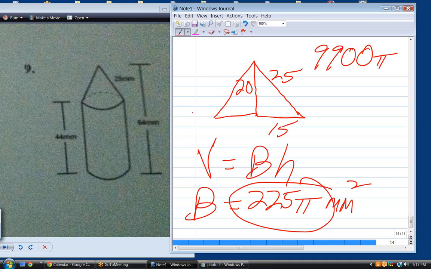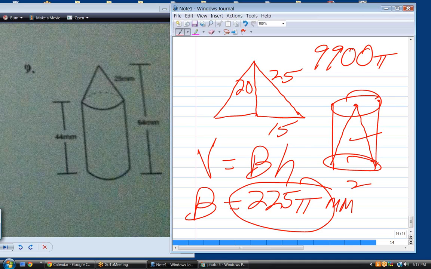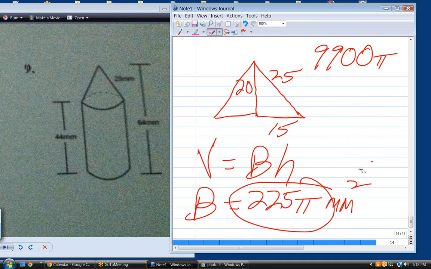Kind of. Well, let's take a cylinder like this. For me to turn that into a cone, I've got to shave away 2/3 of it. That's the way I think of it. So the volume of that cone is only going to be 1/3 of what the volume of the full cylinder would be. So that's how you memorize a cone: it's base times height divided by 3. It's 1/3. Okay. So you could just take 9,900 and divide it by 3?